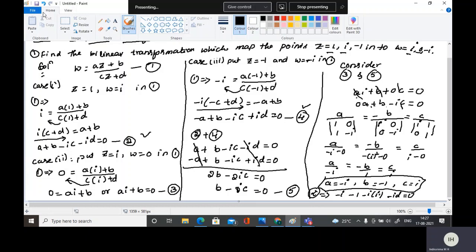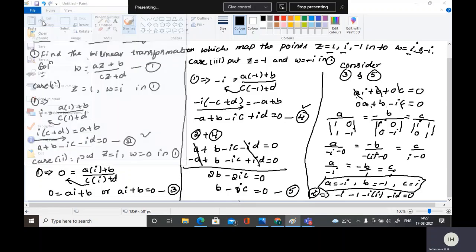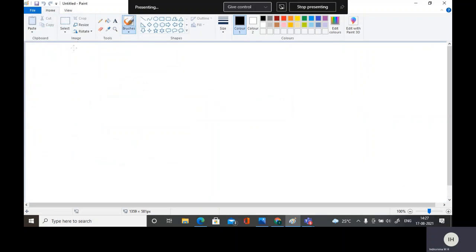I will go to the next page. Minus I minus ID is equal to 0. I will take minus I common. 1 minus D, sorry, 1 plus D is equal to 0. Therefore, D plus 1 is equal to 0. D is equal to minus 1 because minus I cannot be 0. So now we got the value for A, B, C, D.